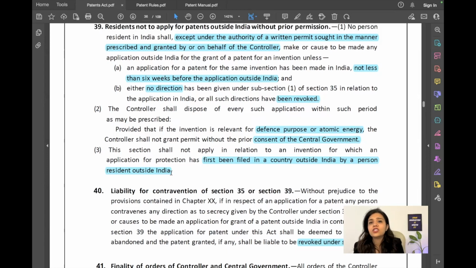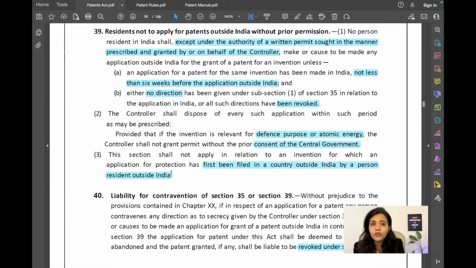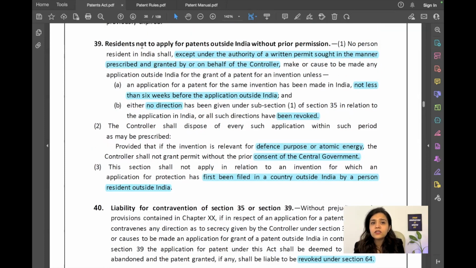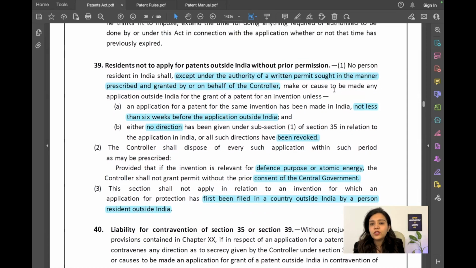Why? Because this section is applicable to Indian residents only, and the preamble of it also says that residents should not apply for a patent outside India without permission. So if you need to apply for a patent outside India without permission, then you can do it after filing in India and after waiting for a period of 6 months.